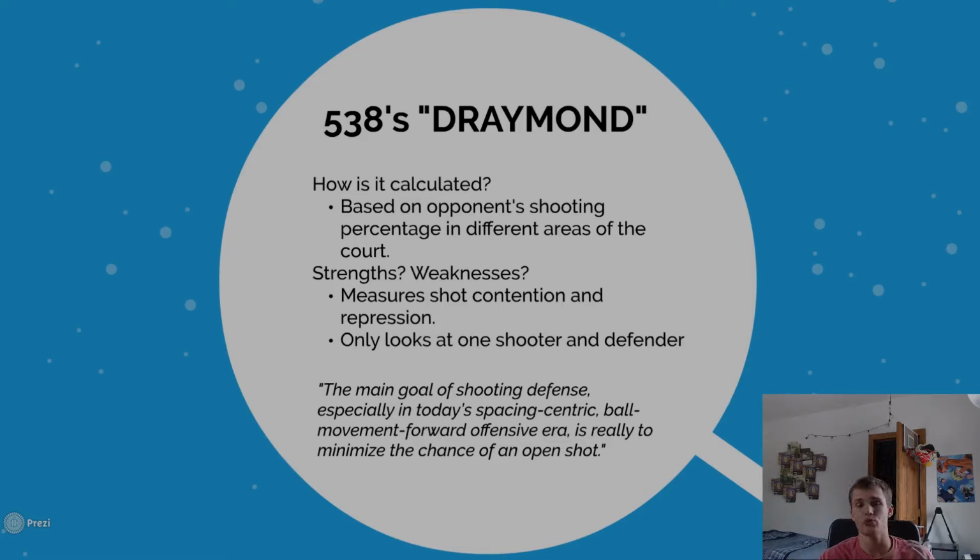538's Draymond metric was really a step in the right direction. If BPM and win shares and box score metrics in general are over on this side of the spectrum, looking at steals and countable things and changes of possession, Draymond measures defensive impact on this side of the spectrum. Draymond is really looking at repression and contention of shots. That doesn't show up in the box score, but obviously it's better defense than just having them have a wide open shot.